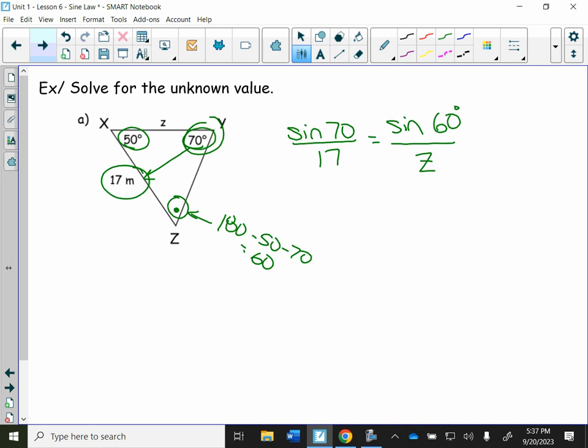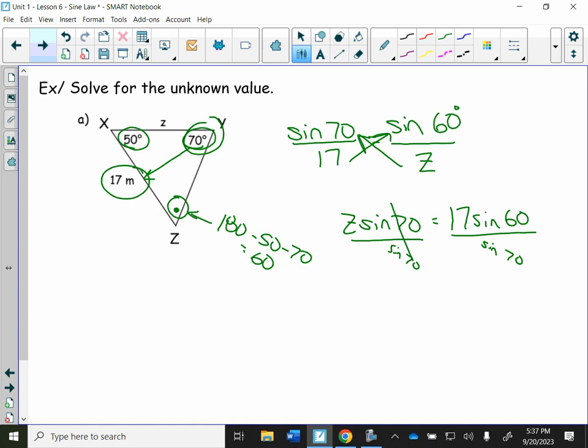Now we only have two kinds of math we can do. We can cross multiply or we can do inverses. Well, here we're looking for a side, so we cross multiply. We're going to do Z times sine 70. That makes Z sine 70 equals. We're going to do 17 times sine 60. That's 17 sine 60. We didn't get Z by itself, but we can fix that by dividing out the sine 70. And whatever I do to one side, I do to the other. Those cancel, and I'm left with Z, which is, take out our handy dandy calculators here, I got 15.7. And there we go. We found a missing side. Sine law.